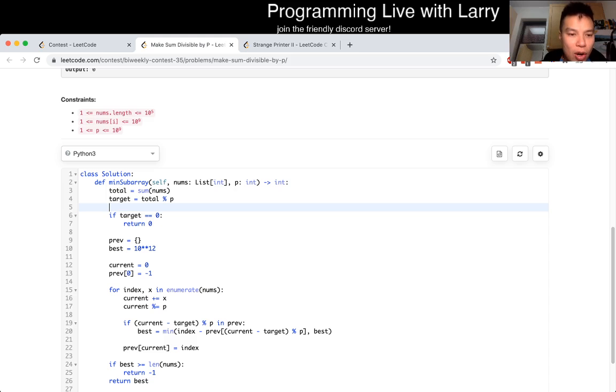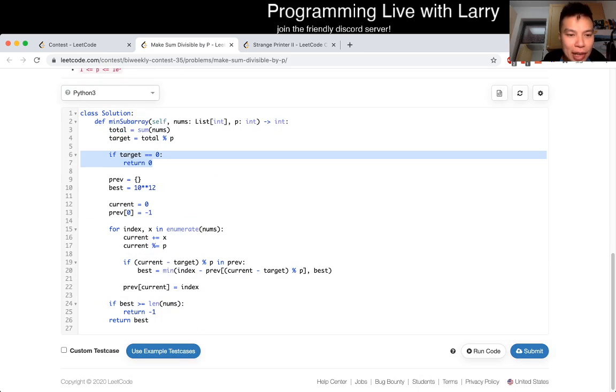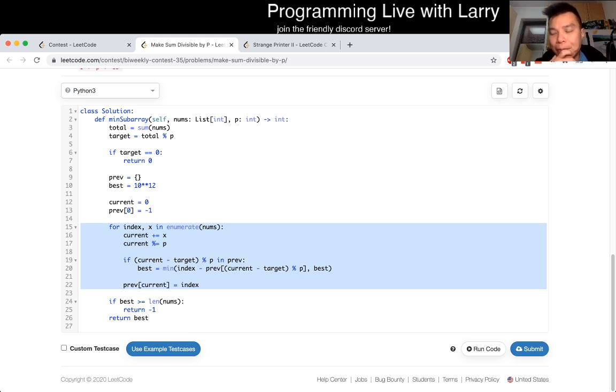And now, if target is 0, we just return 0 because I'm lazy. But otherwise, we go through the entire array with the prefix sum dynamic programming. If you're unfamiliar with that, then there are a couple of problems I'll link below that you can practice with, or if you are familiar with it, let me know.